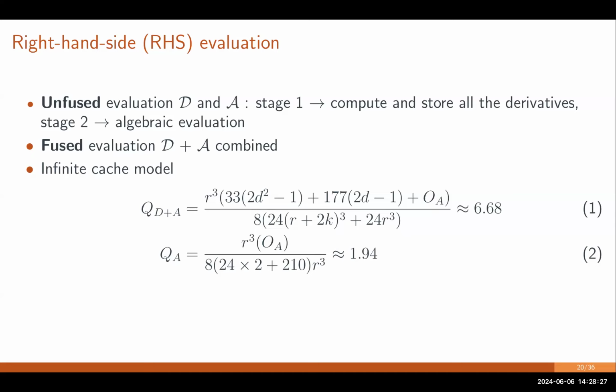If someone is implementing it, this seems the naive way of doing things, but then you can do a fused evaluation. You evaluate the derivatives, and instead of writing them back into a memory location, you use that derivative information to compute the right-hand side of a particular equation. If you consider an infinite cache model, which is an abstract machine, and compute the arithmetic intensity, that is what matters if you want to get good performance.